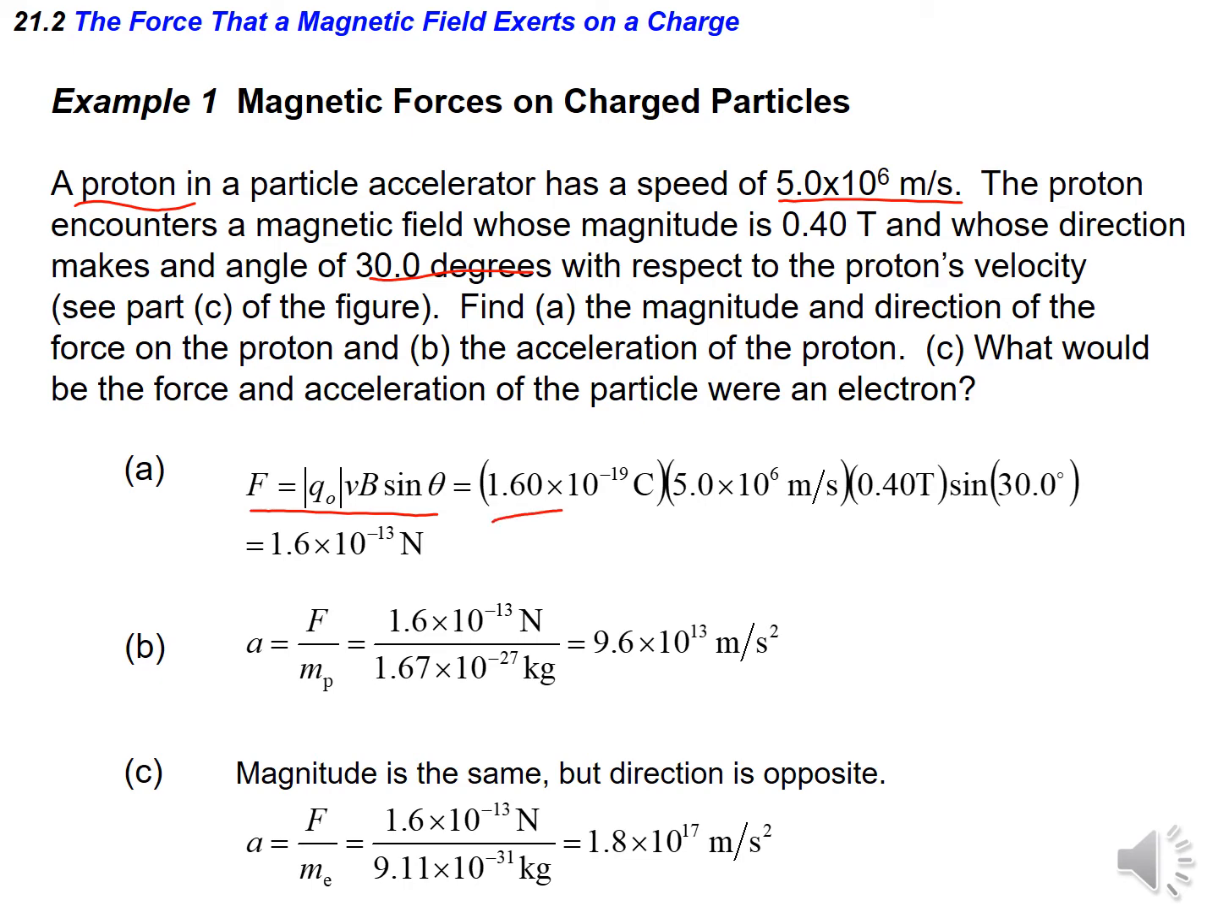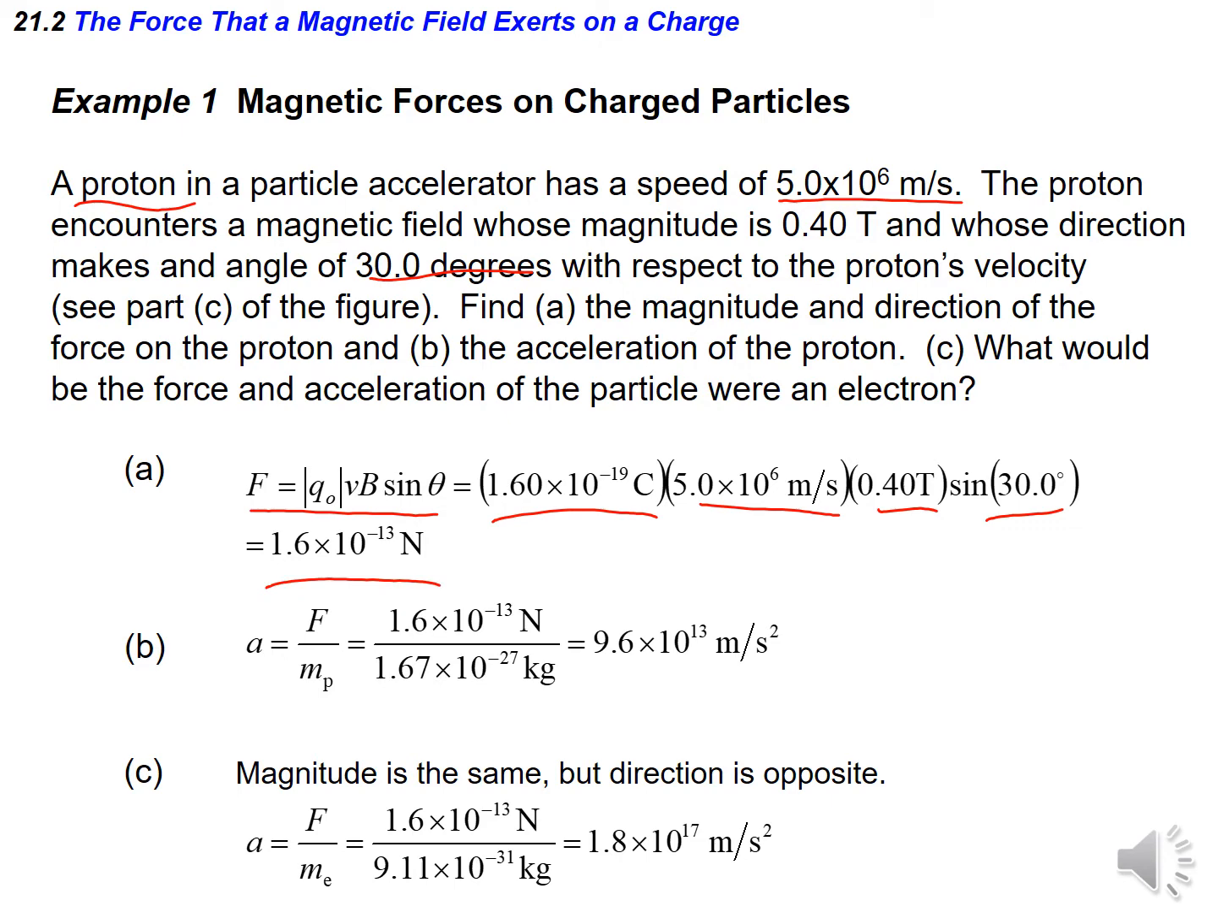Again, a proton is a positively charged particle, and an electron is a negatively charged particle. So the charge of the proton is 1.60 times 10 to the negative 19 coulomb. We have the given velocity, which is 5 times 10 to the 6 meters per second, and the magnetic field is 0.40 Tesla. We have the given angle with respect to the proton's velocity, and that is 30 degrees, so we have sine 30 degrees. So just multiply all the given quantities. The answer is 1.60 times 10 to the negative 13 Newton.